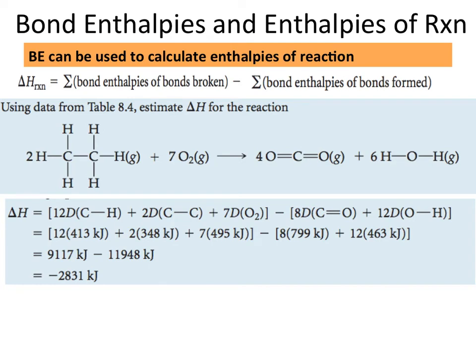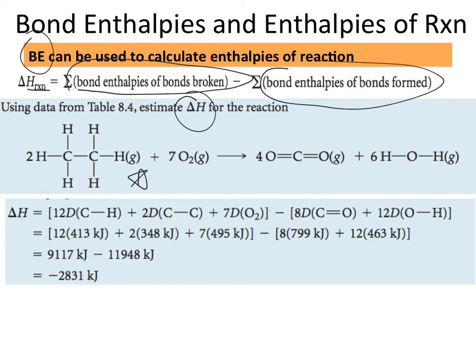Now, bond enthalpies can actually be used to calculate enthalpies of reaction. We can figure out delta H information by utilizing bond enthalpy values from the back of the book or from tabulated data. To calculate the delta H of our reaction, we take the sum of the bond enthalpies of bonds that are broken, which in this case are the reactants, and we subtract the sum of all the bond enthalpies of all the bonds that are formed, which occurs with the products.